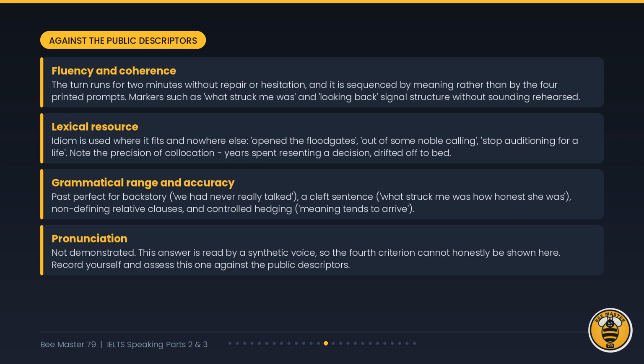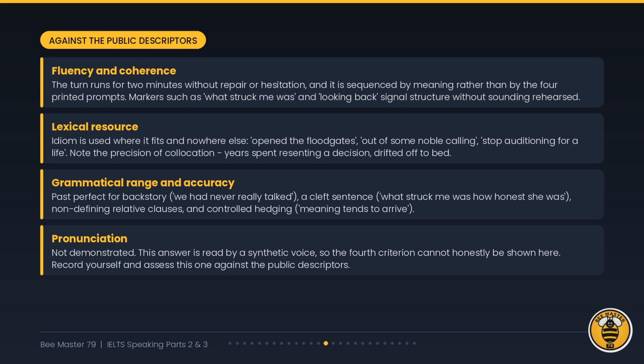Now, why does this answer sit at the top of the scale? Take the 4 criteria one at a time. Fluency and coherence. The turn runs for 2 minutes without repair or hesitation, and it is sequenced by meaning rather than by the 4 printed prompts.